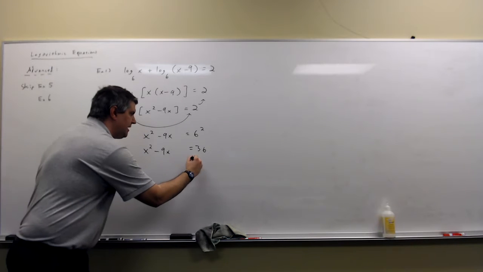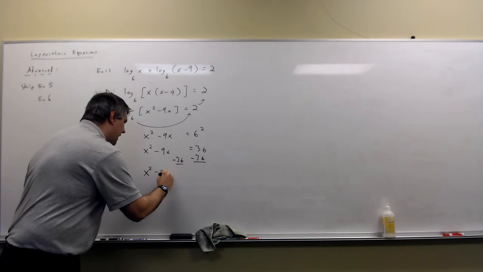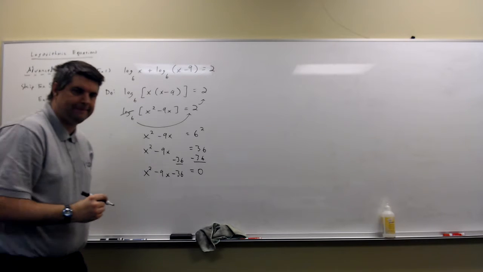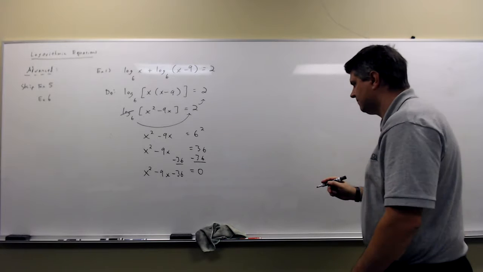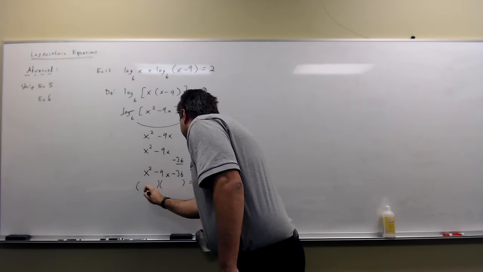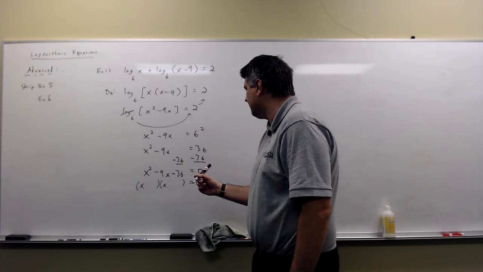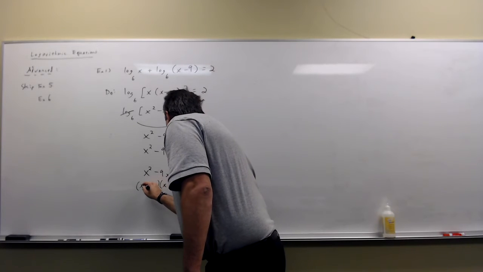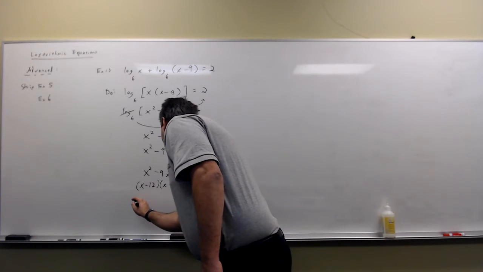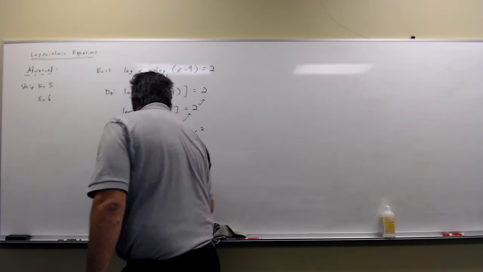So I'll bring one side to 0. I have x squared minus 9x minus 36 is 0. Okay? So, it's factorable. I got x and x. The pair of factors of negative 36 that add up to negative 9 are negative 12 and positive 3. Okay? So I have x minus 12 equals 0, x plus 3 equals 0.